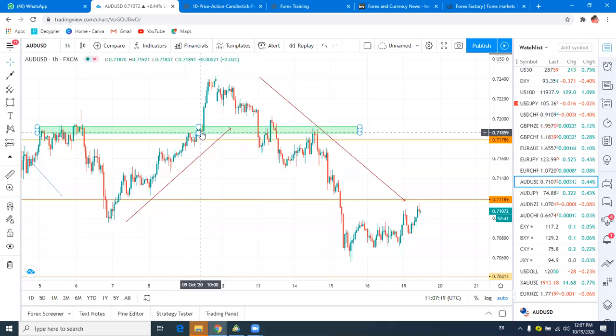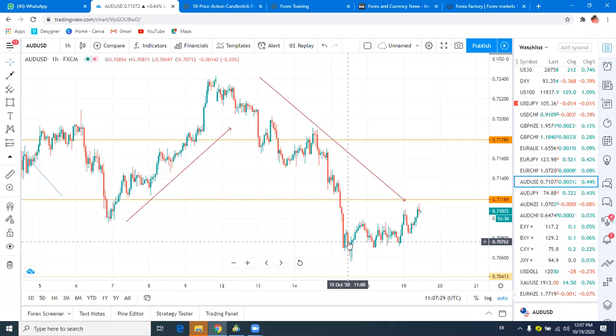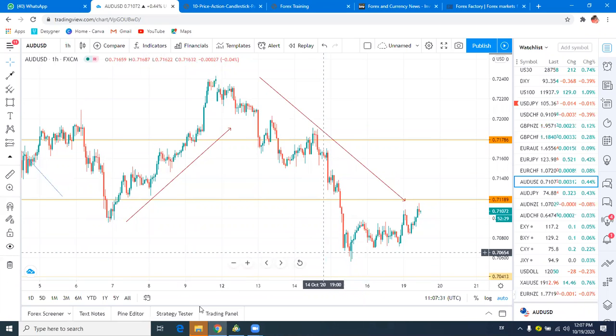The price rallied in between the zone here. You can see that rally. The price rallied in between the zone here, and then the price tested the same zone here, and then we would have entered our trade and caught all this move. That is how to know when the trend has ended.